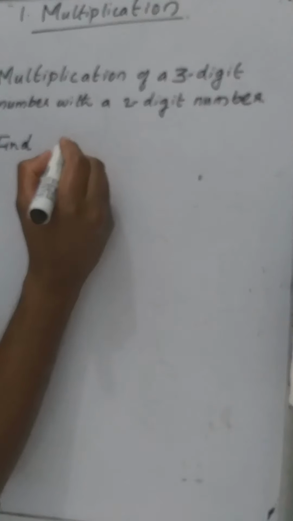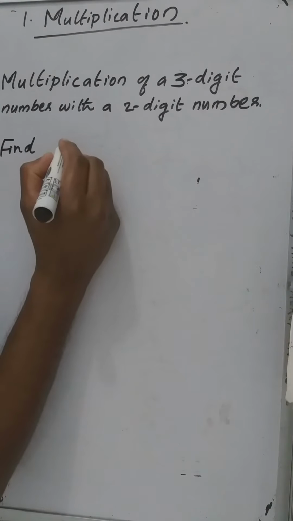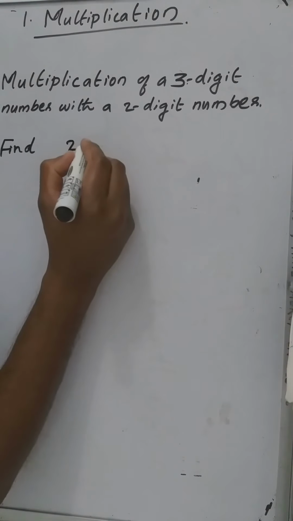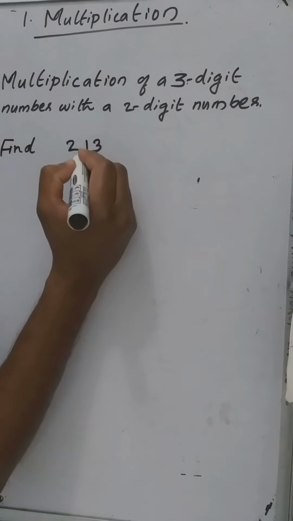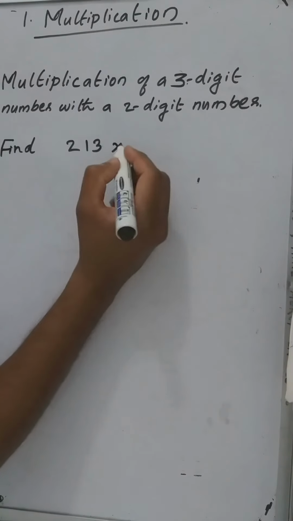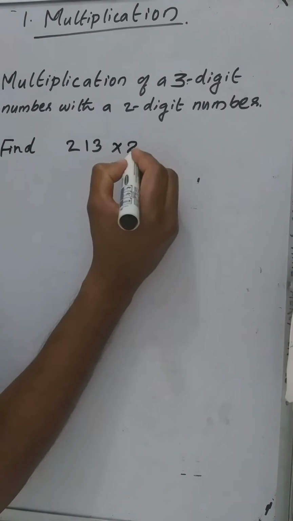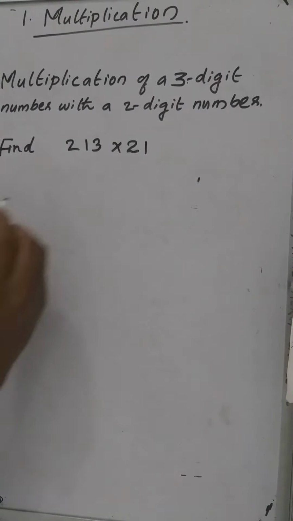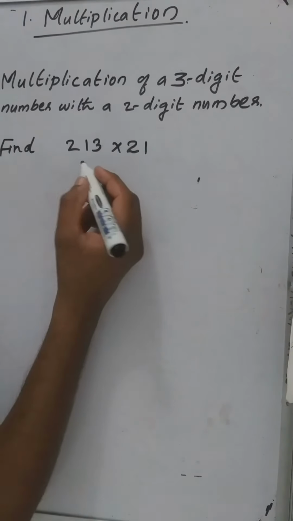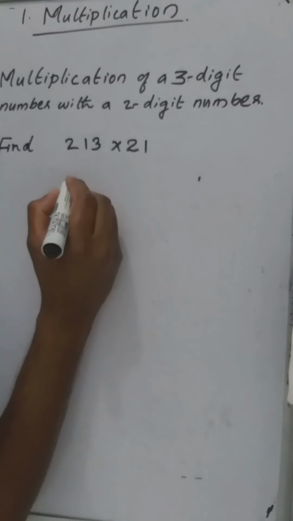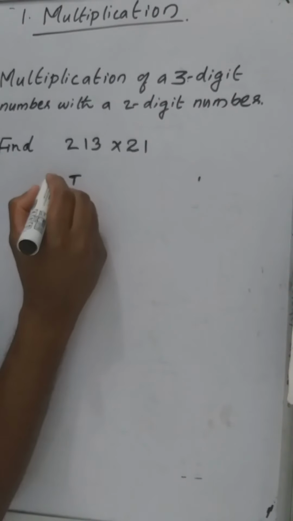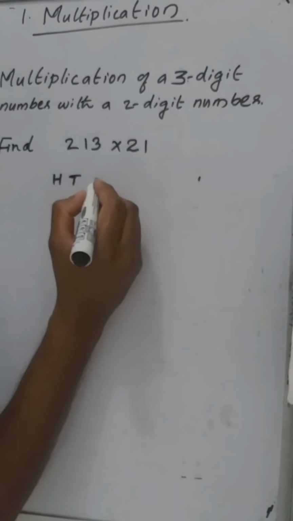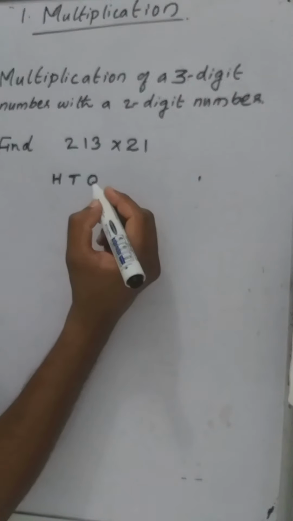Find 213 multiplied by 21. So for multiplying, first we have to write the numbers according to the place value of the digits. Here hundreds place is also there: hundreds place, tens place, and ones place.